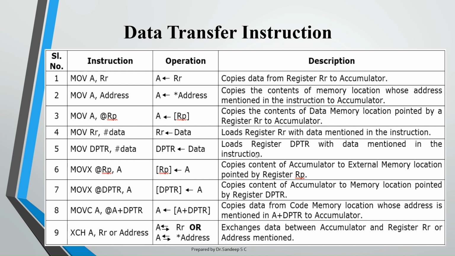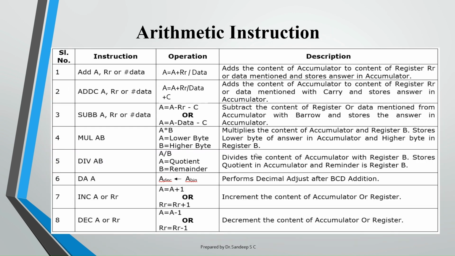Then we have one more instruction, XCH. This is the exchange instruction. So the contents of A and Rr, that is the register, are exchanged. These are the data transfer instructions. The next set of instructions is arithmetic instructions. In arithmetic instructions, we have the ADD command.